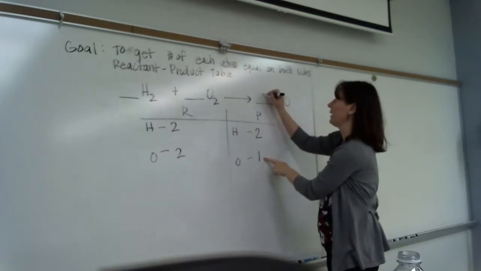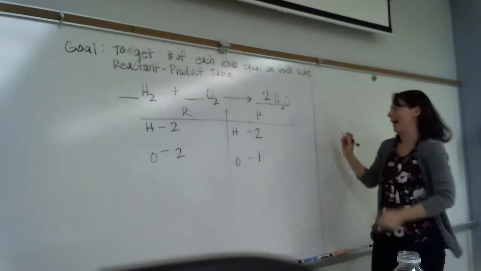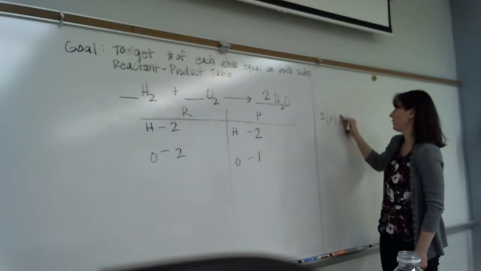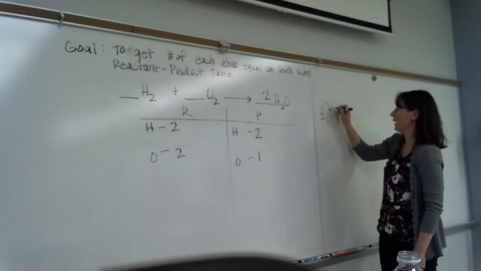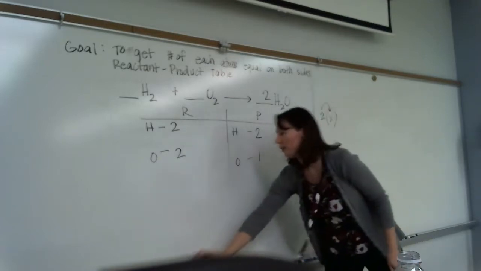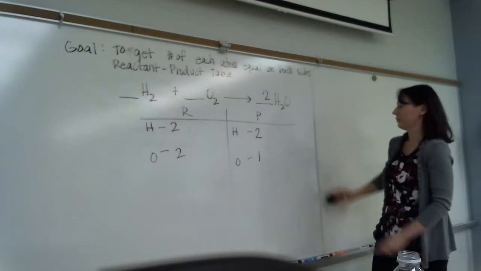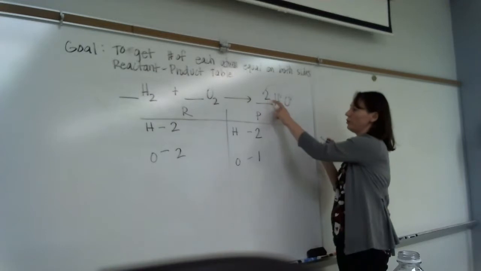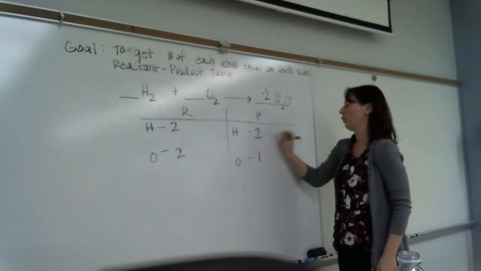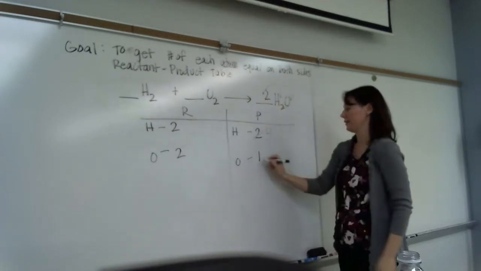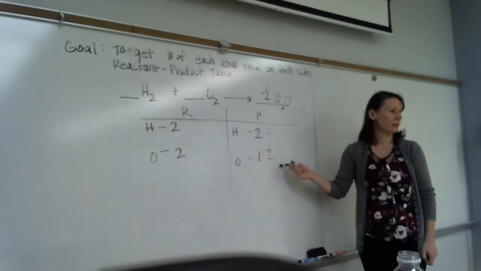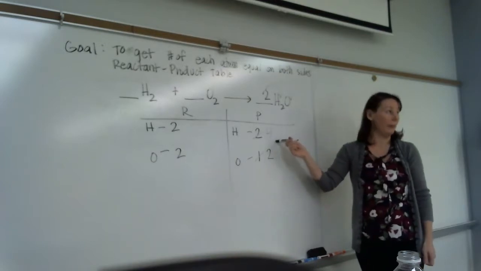So if I put a 2 right here, now just think about it in math. If you've got a 2 outside parentheses, you distribute that inside the parentheses. You're going to do the same thing here. You're going to distribute this 2 to both of these guys. So 2 times 2 is 4, and 2 times 1 is 2. So now oxygen's balanced, but hydrogen is now unbalanced.